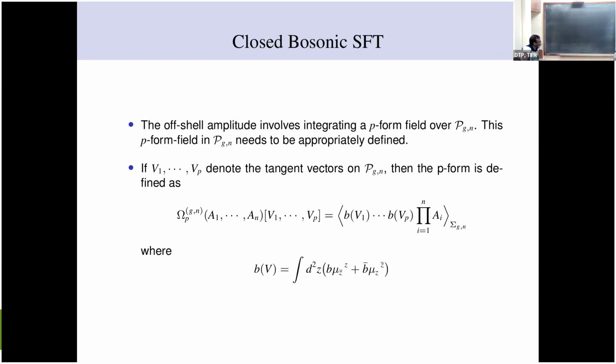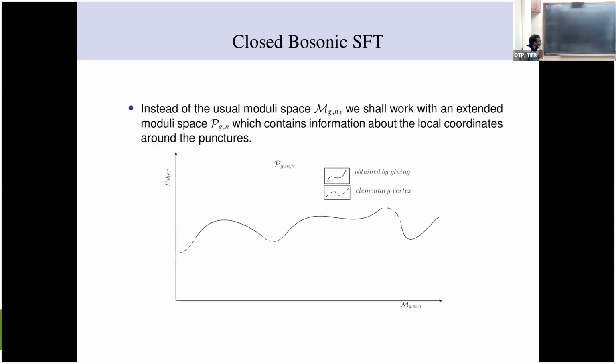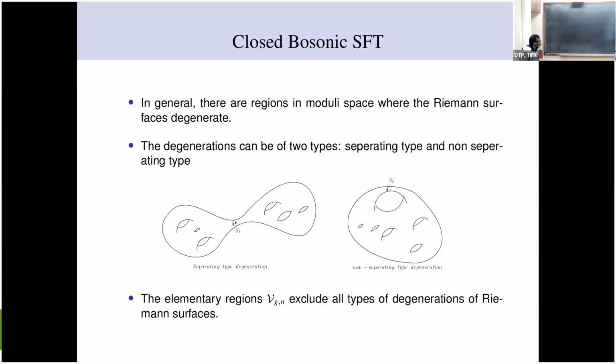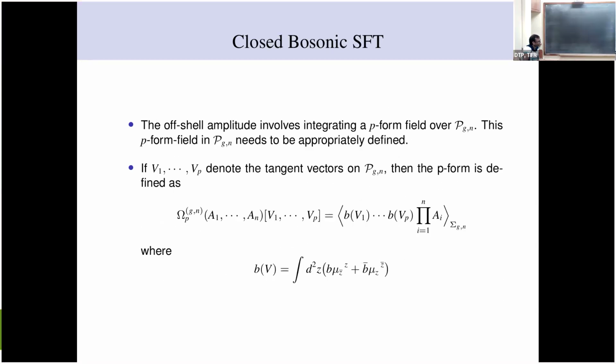But okay, then what's the tangent? So V1 to VP are tangent vectors on PGN, right? Yes, in whatever vector bundle you're getting. Okay, sorry, just go back once more to that slide. Yeah, so that's what we went to, and omega P is a P-form in this thing. Yes. So tangent vectors are basically the mu z z, small changes. Yes.